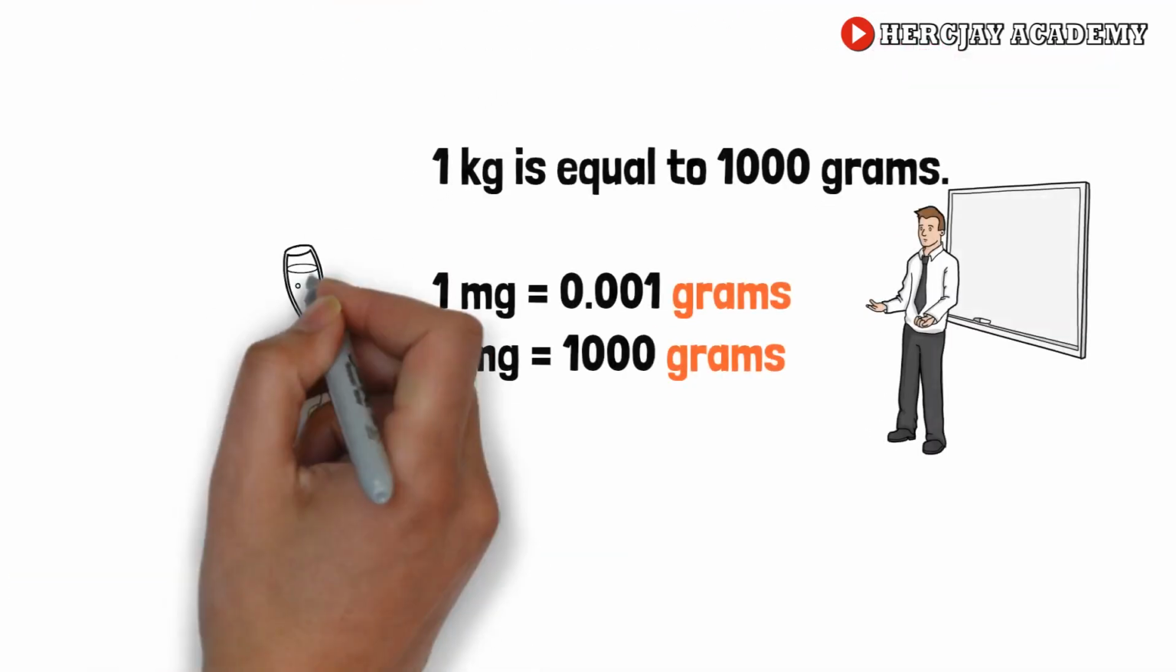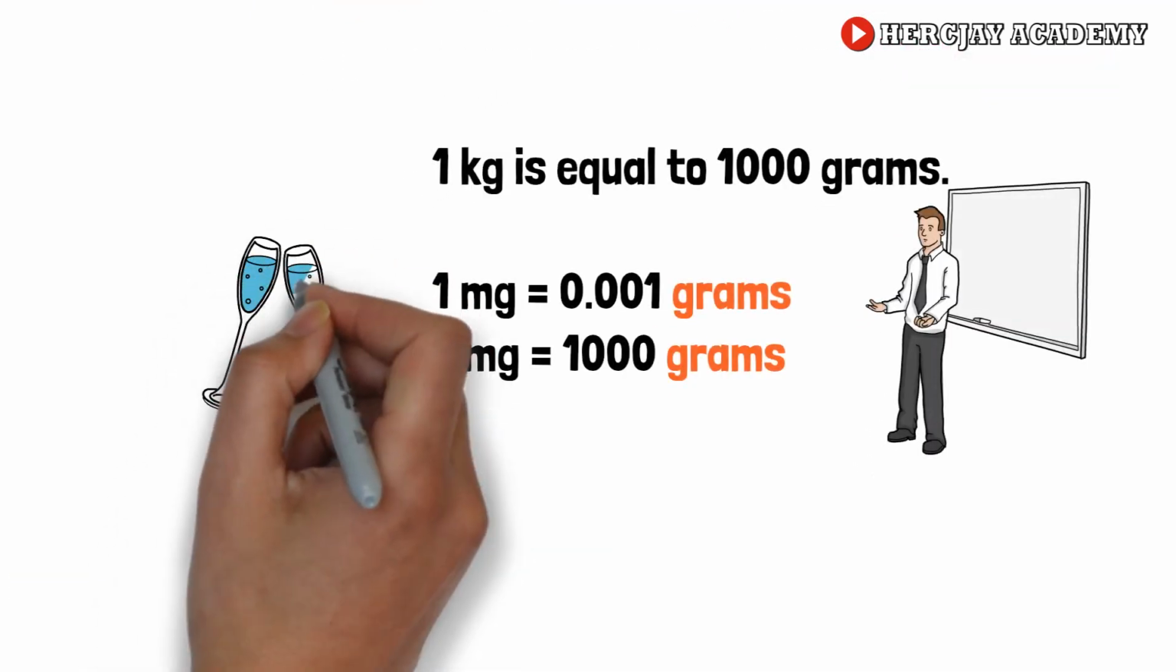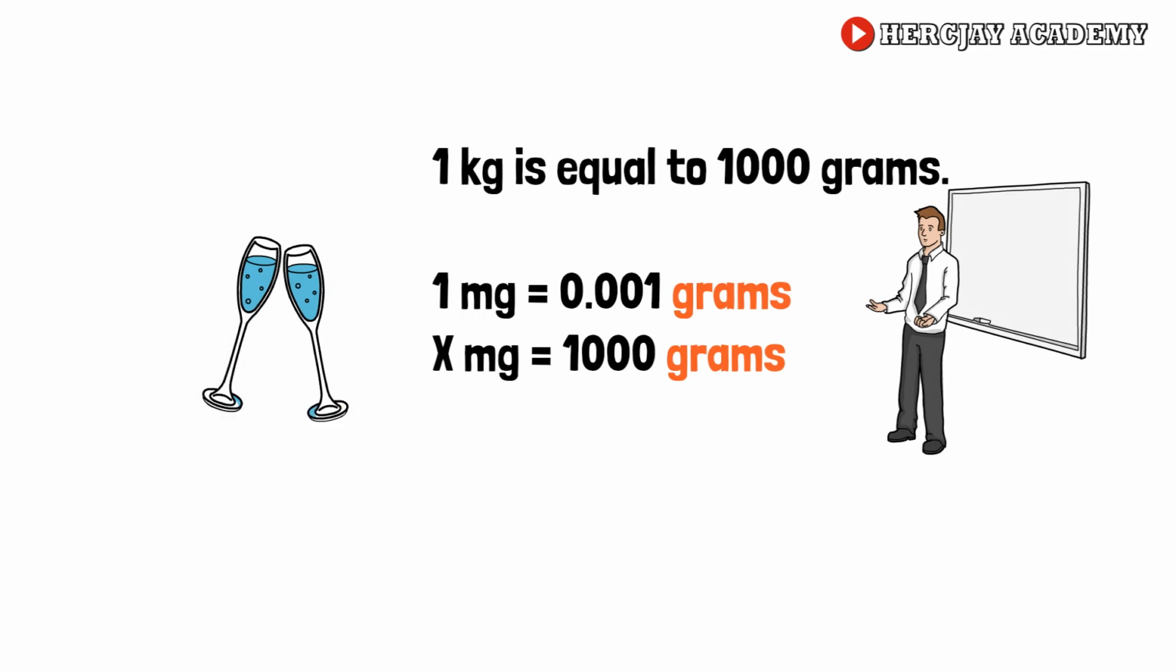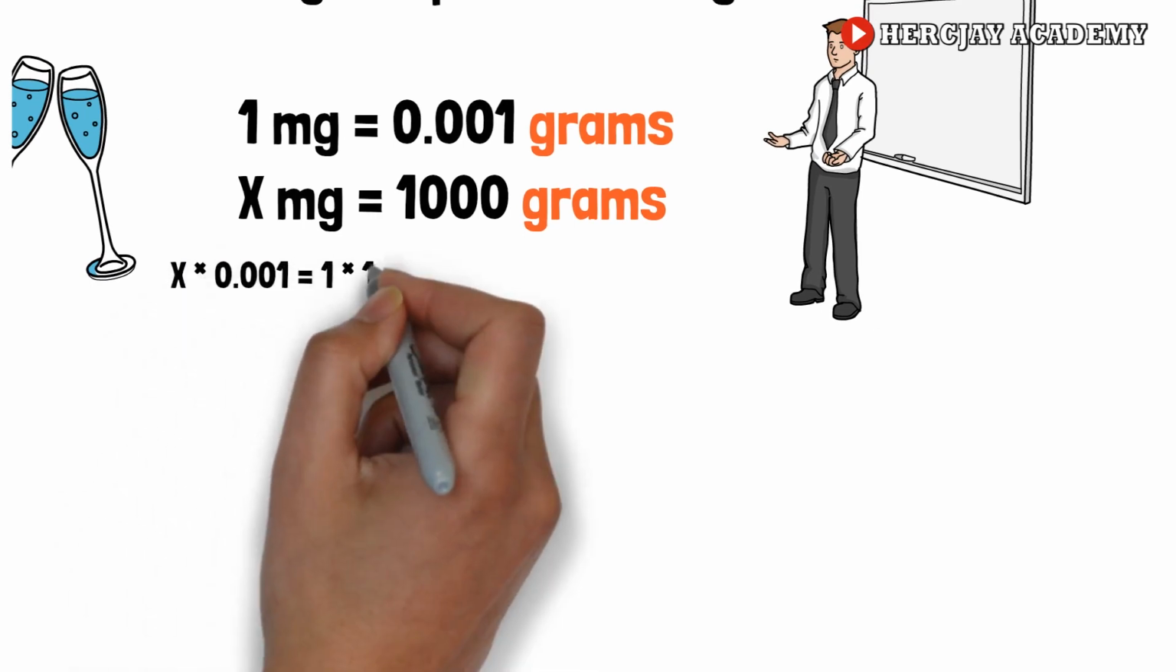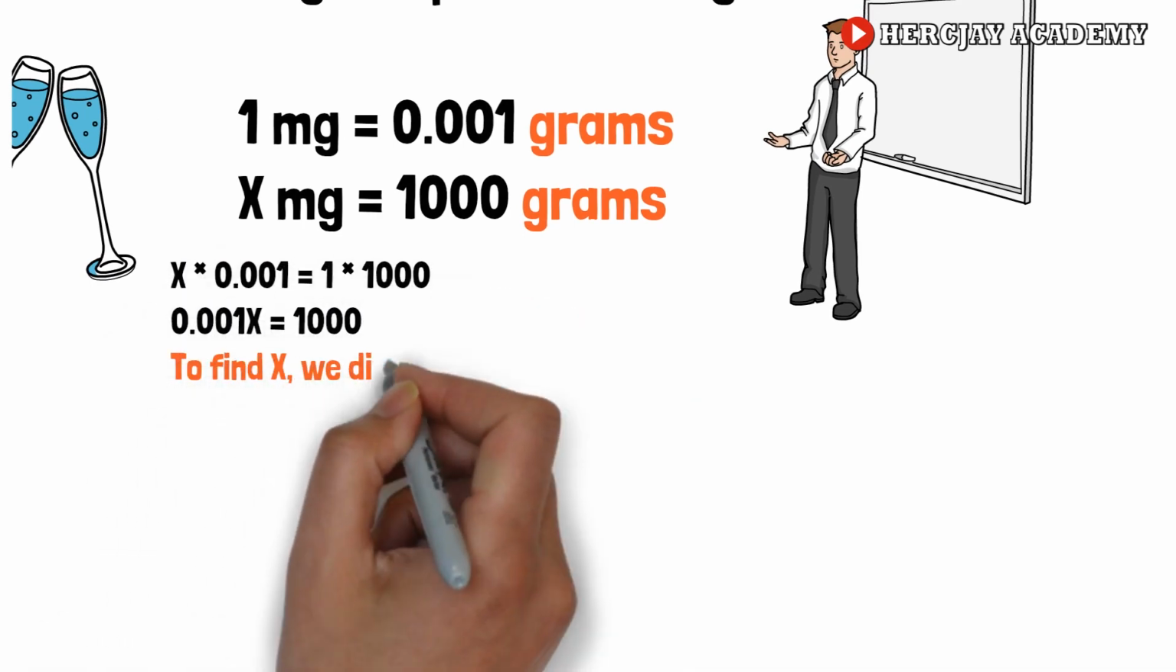Notice how we have carefully placed grams under grams and milligrams under milligrams before cross-multiplying. Always ensure that values are placed on the correct sides to avoid getting wrong answers. On cross-multiplying, we have that x times 0.001 is equal to 1 times 1000.